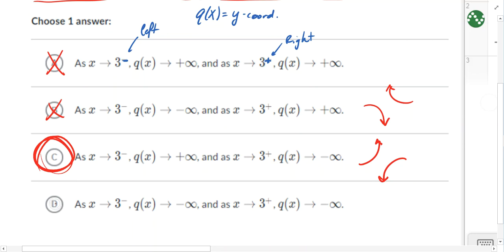And for good measure, option D, yeah, that doesn't look any good because as we approach 3 from the left, we're racing down towards negative infinity. As we approach 3 from the right, we're racing down towards negative infinity as well. So this is the shape that we saw on the graph, so option C is the choice that I would make.